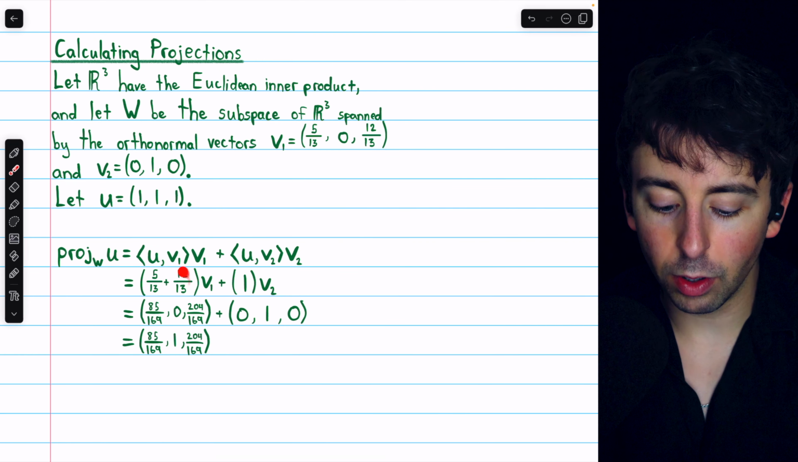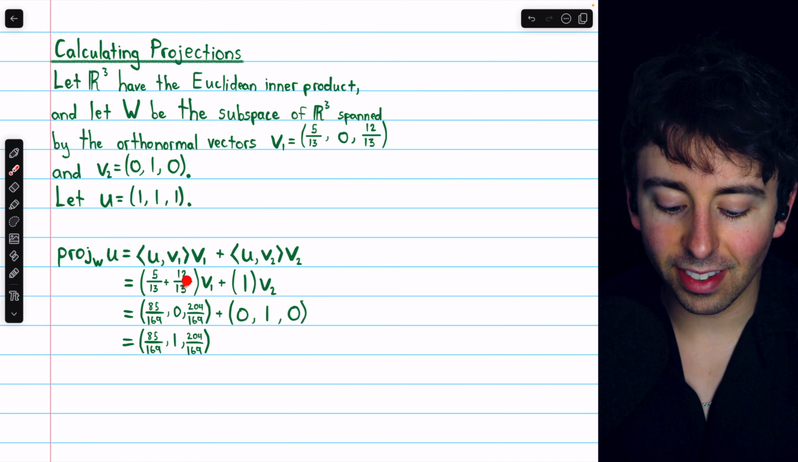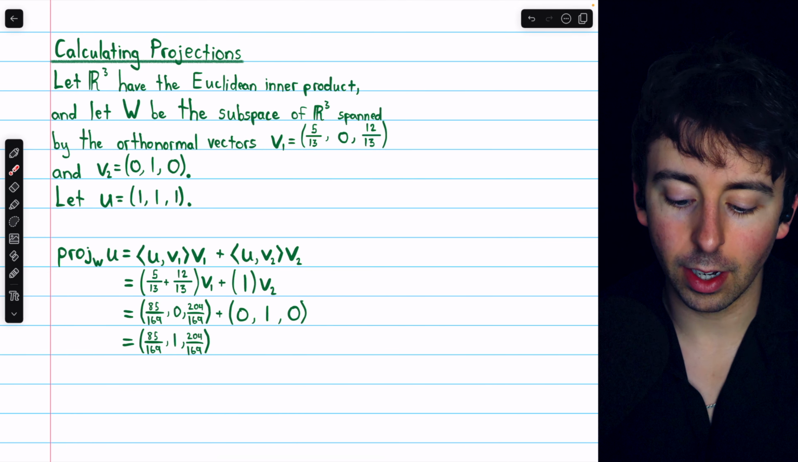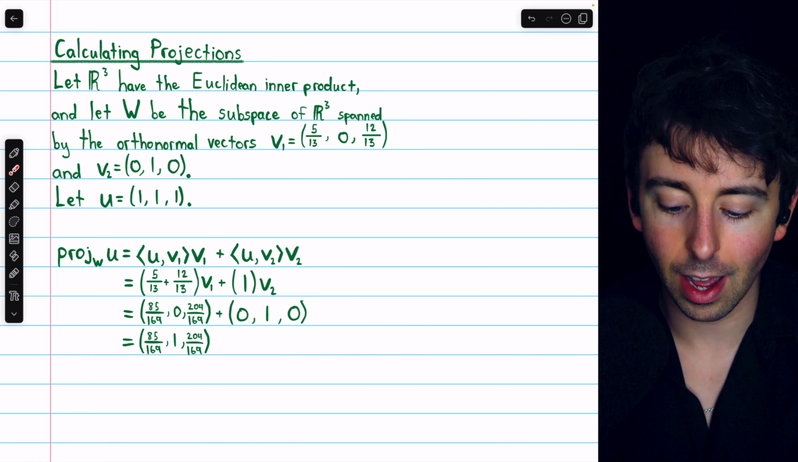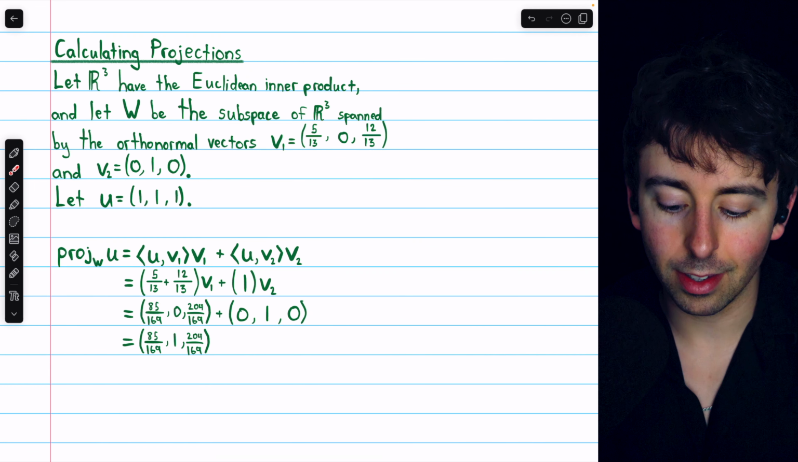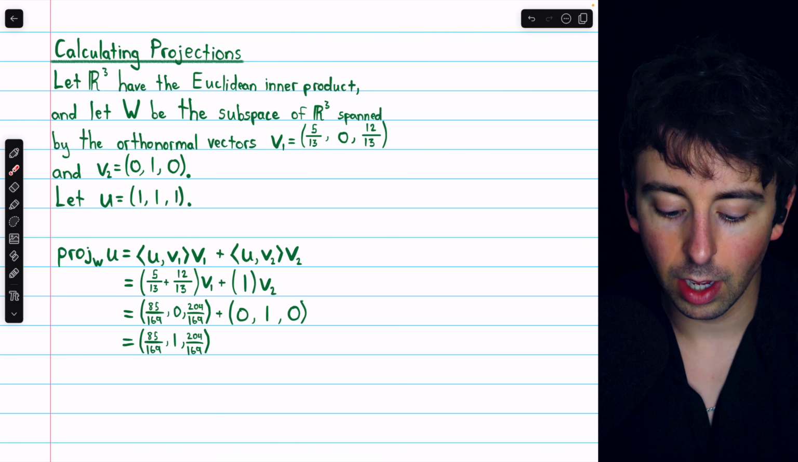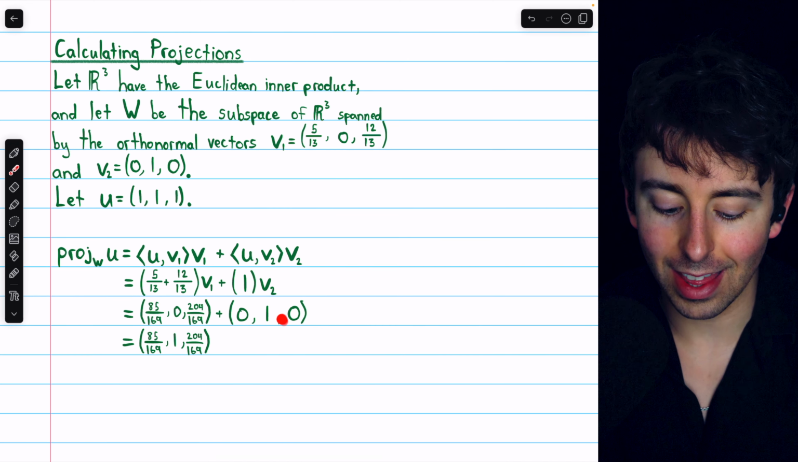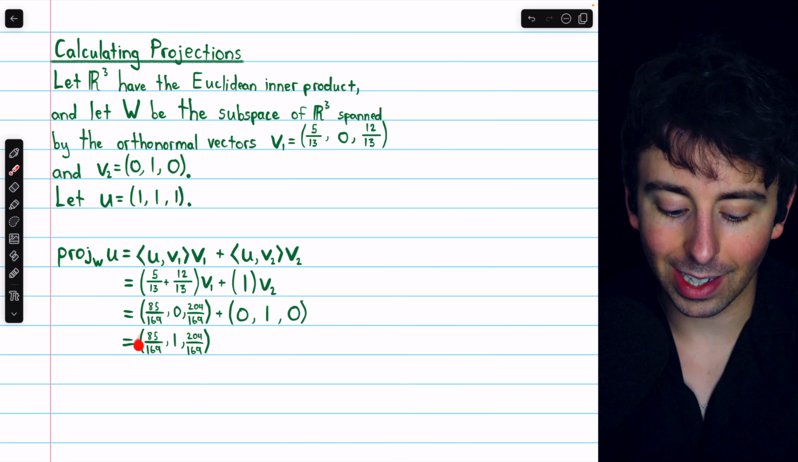1. Now, actually doing the addition and distributing the scalar through V1, this scalar is 17 over 13. Times 5 over 13 is 85 over 169. Times 0 is 0, and 17 thirteenths times 12 thirteenths is 204 over 169. We then add 1 times V2, which of course is just that. Finally then, the projection of U on W is this vector here.